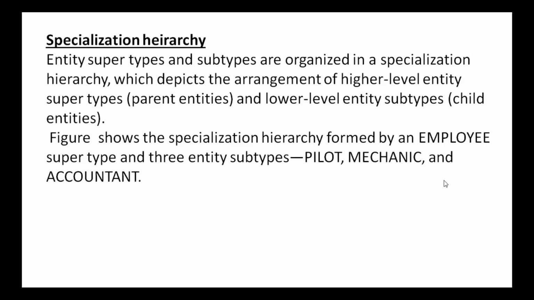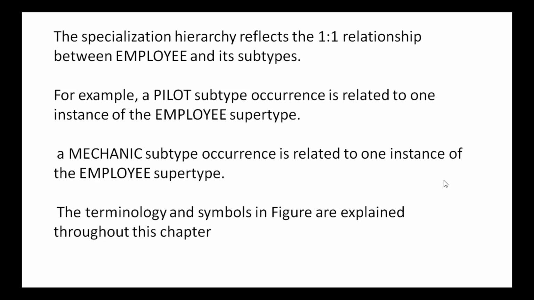The specialization hierarchy can be explained by taking the example of the employee supertype and three entity subtypes: pilot, mechanic, and accountant. Some more points. First of all, we have to know that this specialization hierarchy always reflects a one-to-one relationship between the entity supertype and its subtypes. What does it mean?